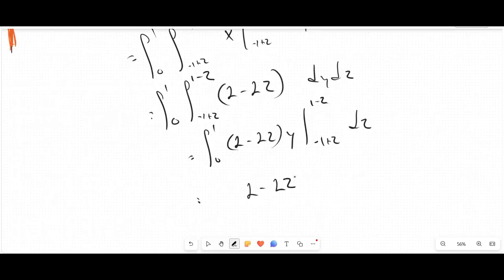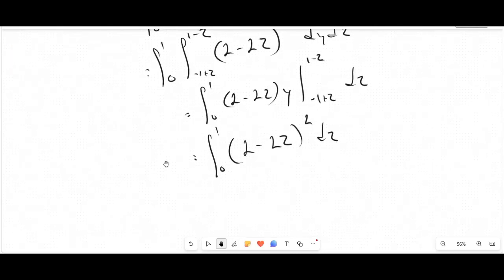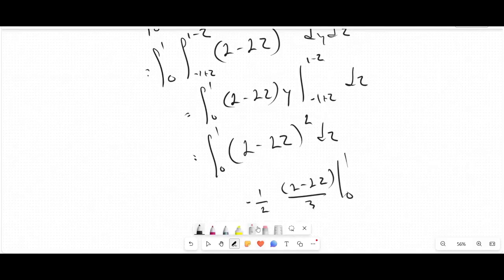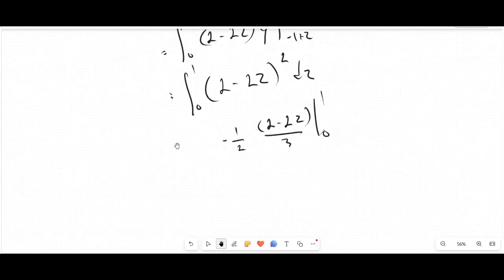We're going to get that same thing again. We can do a u sub on this. I need to pull out a negative one half to get negative 2z. So I get negative one half, and then it's u squared, so it's u cubed over 3. That's 2 minus 2z. If you plug in 1, you'll get 0. So we just want to plug in 0, and we get 1/3. That doesn't seem right to me. Is that right?